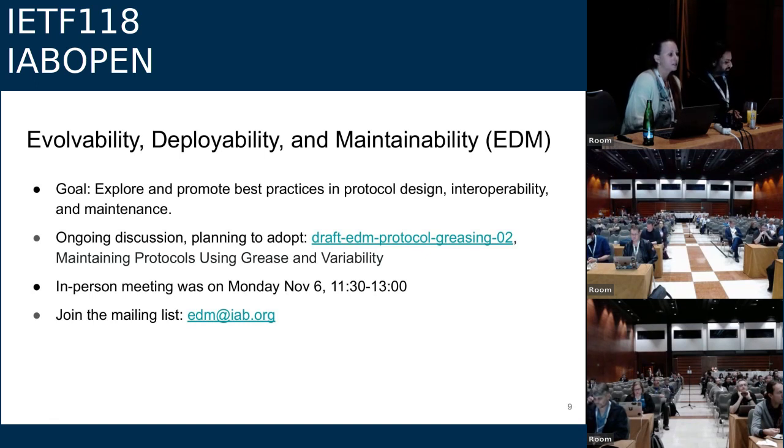EDM is the one standing program we had so far. EDM was meeting on Monday in the lunch break, and they are working on a new document, which is about greasing. So if you're interested in greasing, please look at the document, please provide input, and you can subscribe to the mailing list if you missed the meeting.